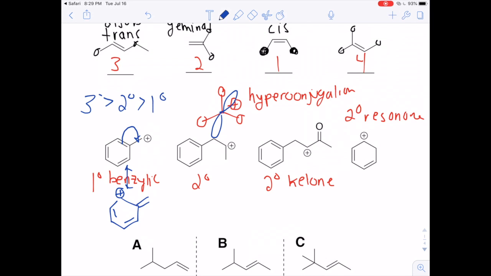And let's go back to that ketone example. So when we have ketones or other electronegative groups nearby, that's going to be the inductive effect. So we can just write induction.